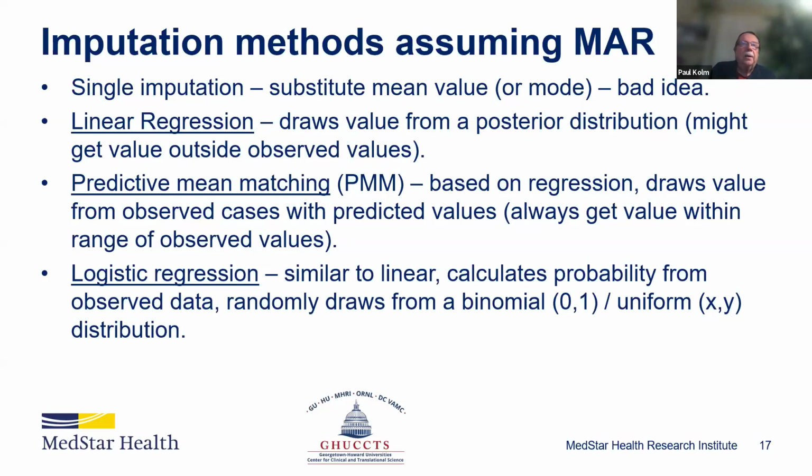And as I mentioned, if you have continuous data like age or BMI or blood pressure, then predictive mean matching is really the preferred way because you'll always get a value within the range of the observed values. And then if we have binomial or categorical data, then we'll do logistic regression, and it'll make random draws from a binomial distribution or a uniform distribution, say between the minimum and maximum of your category values.